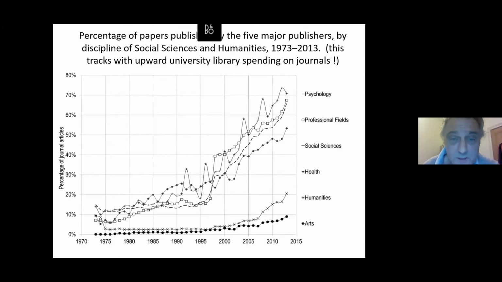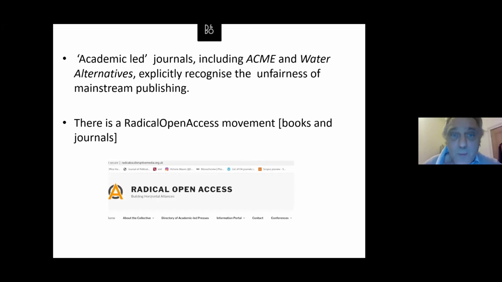This graph tracks the enormous rise of social science control by the big 4 or 5 companies, and social sciences is the dotted line. You can see it's just risen up. So I find that a bit troubling. So academic open access is a bit different. It includes journals in geography like ACME, also Water Alternatives, and a few of those explicitly state that they recognize that academics should be leading the charge to have a different way of publishing.